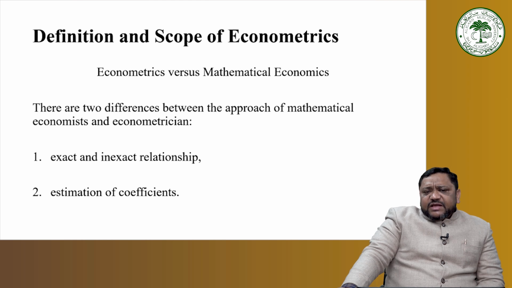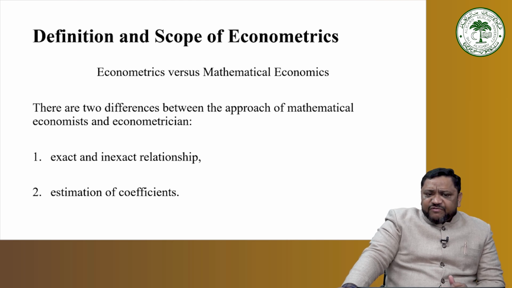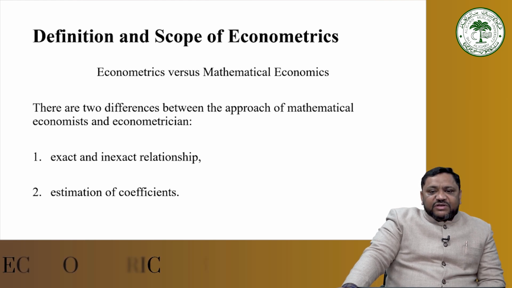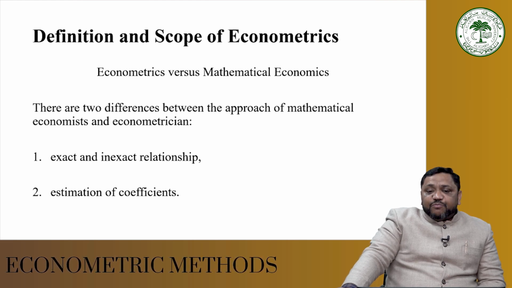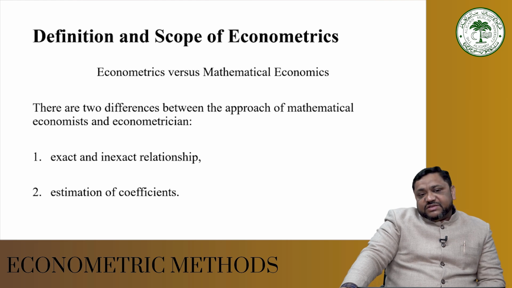So, we can say that economic theory is qualitative in nature, but it tells nothing about the numerical measure of the relationship. Mathematical economics only expresses economic theory using the language of mathematics, but economic theory and mathematical economics assume that the relationship between the two variables is exact. But econometrics presupposes economic theory expressed in mathematical terms like y is equal to alpha plus beta x and provides numerical estimates of this relationship, assuming that the relationship between variables is inexact.